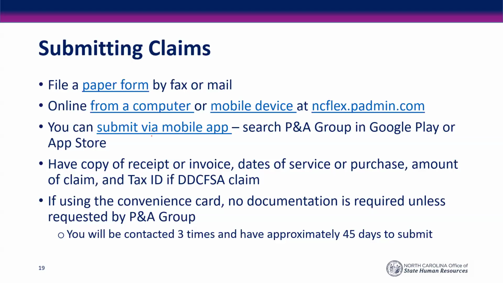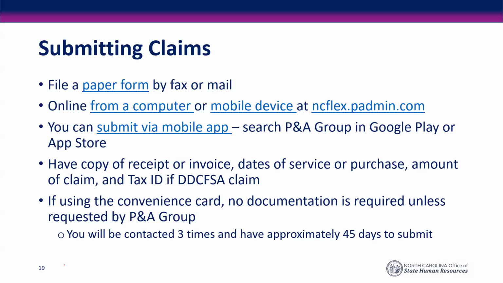Let's see. I was going to see if it'd let me click on it. Search P&A Group in Google Play or App Store. I think Amy, you answered what that app was called there. Thank you. Amy put the mobile app flyer up, and it's actually, let's see. I was going to see what it was called. P&A My Benefits app. So P&A My Benefits is what the app's called.